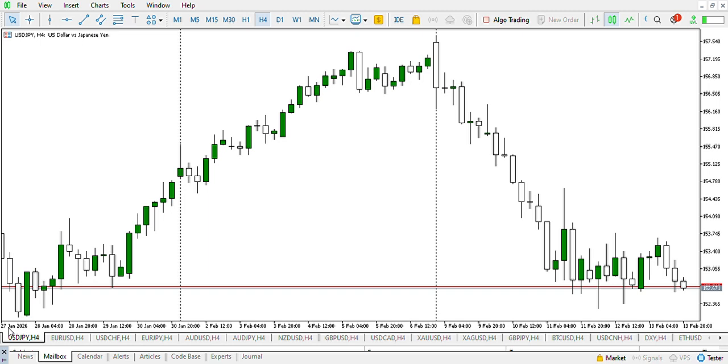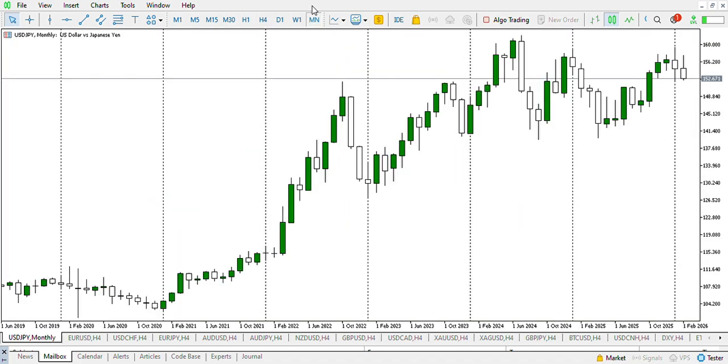So right here for this coming week, we are going to look out for how price is likely going to reverse. To do this, we need to do what? We need to go to the monthly time frame. Once you go to the monthly time frame, you look out for the bigger picture, and we can see in the bigger picture USD JPY is in an uptrend.